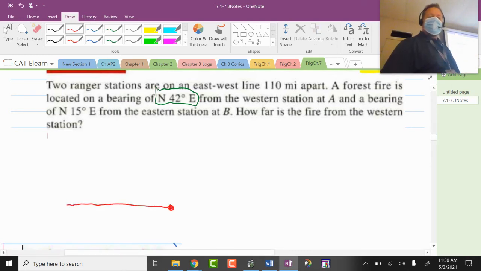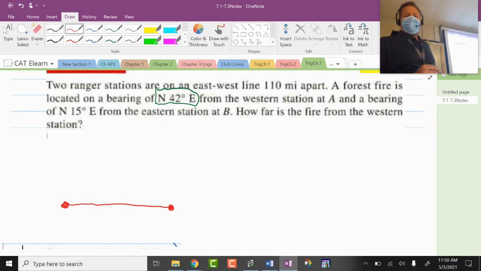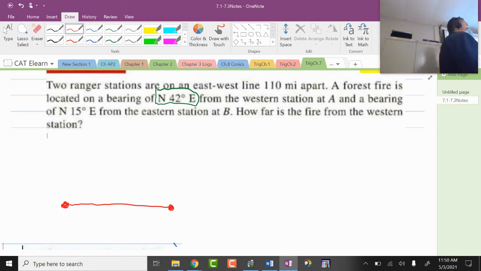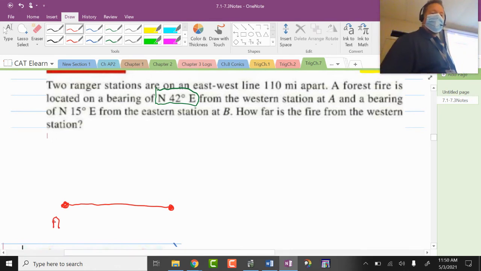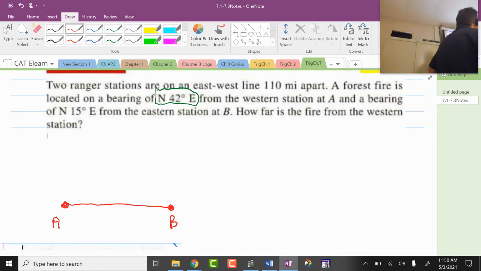So here's our two stations. Does it call these stations located at bearing A? From the western station A. What does that mean A is? Is it on the left or the right? Left. So they actually give you that information. That's nice. So if you just read that station A and that station B, they tell you. Now I might be in trouble with how large I made this, I might run into the word problem, so I'll make an adjustment. But a forest fire is located on a bearing of north 42 east from western station A.